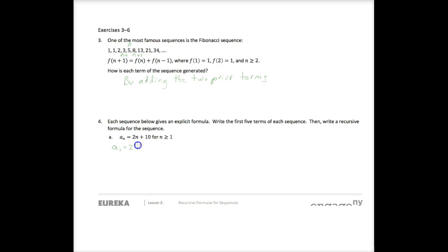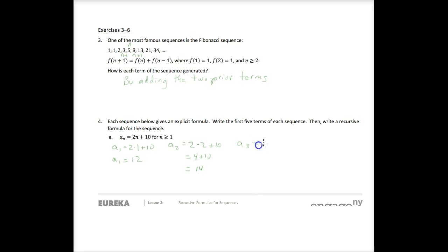This is 2 times 1 plus 10. So it looks like a sub 1 is 12. And if we start to see a pattern, which I'm sure we will, maybe we will just go ahead and write the following ones. 2 times 2 plus 10. Looks like 4 plus 10 is 14. So it looks like what we're doing is adding 2 each time, but let's go ahead and just verify.